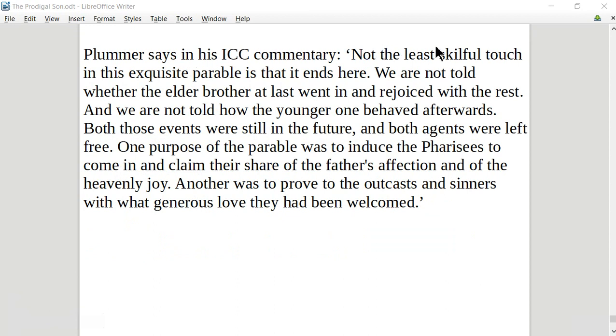Plummer says in his ICC commentary, not the least skillful touch in this exquisite parable is that it ends here. We are not told whether the elder brother at last went in and rejoiced with the rest, and we are not told how the younger one behaved afterwards. Both these events are still in the future, and both agents were left free. One purpose of the parable was to induce the Pharisees to come in and claim their share of the Father's affection and of the heavenly joy. Another was to prove to the outcasts and sinners with what generous love they have been welcomed.